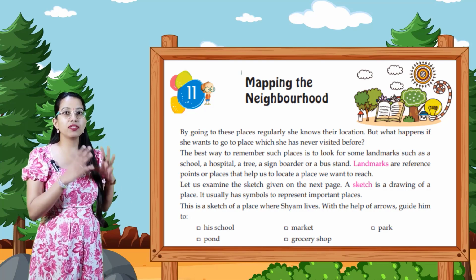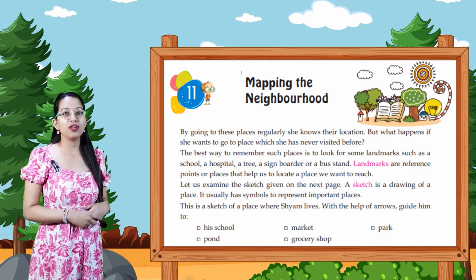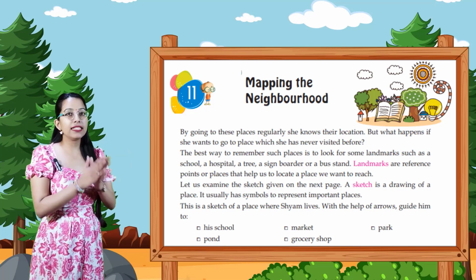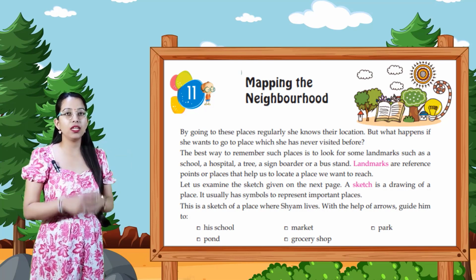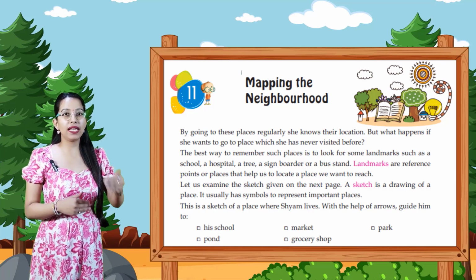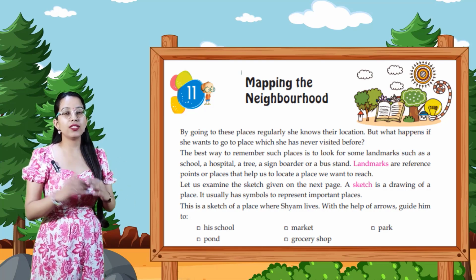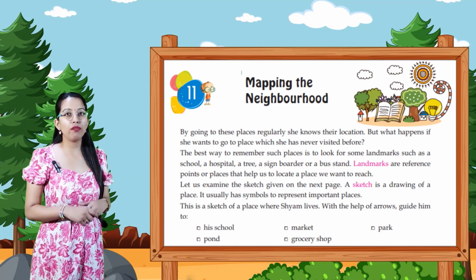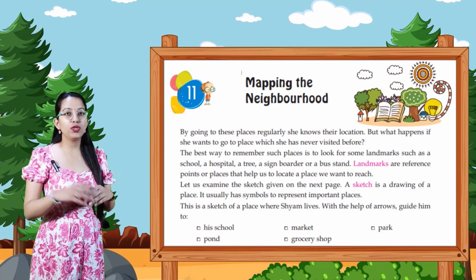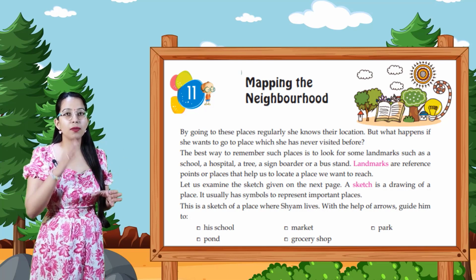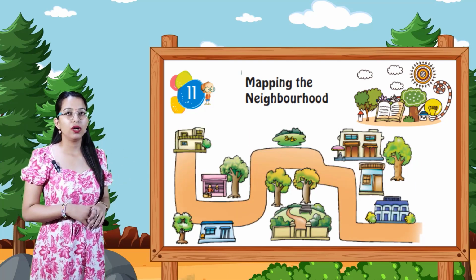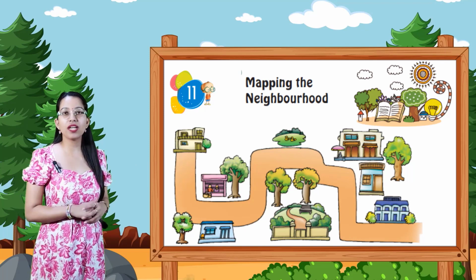Let's examine the sketch given on the next page. A sketch is a drawing of a place. It usually has symbols to represent important places. This is a sketch of a place where Sam lives. With the help of arrows, guide him to his school, pond, market, grocery shop, park. Now students, this is your task.